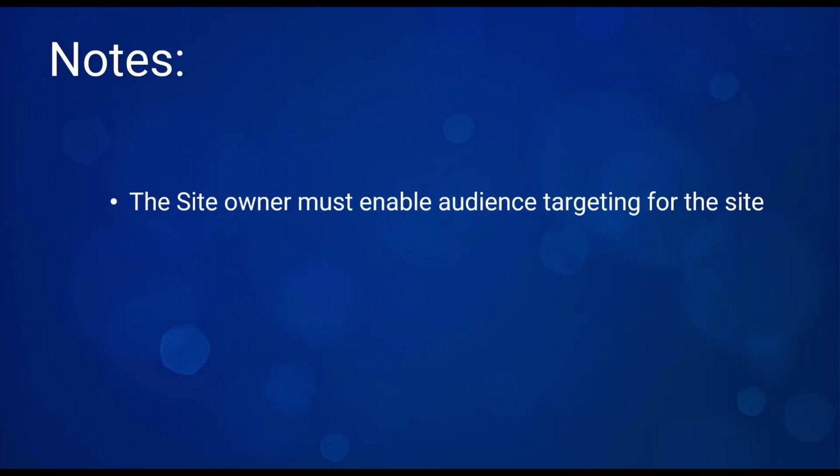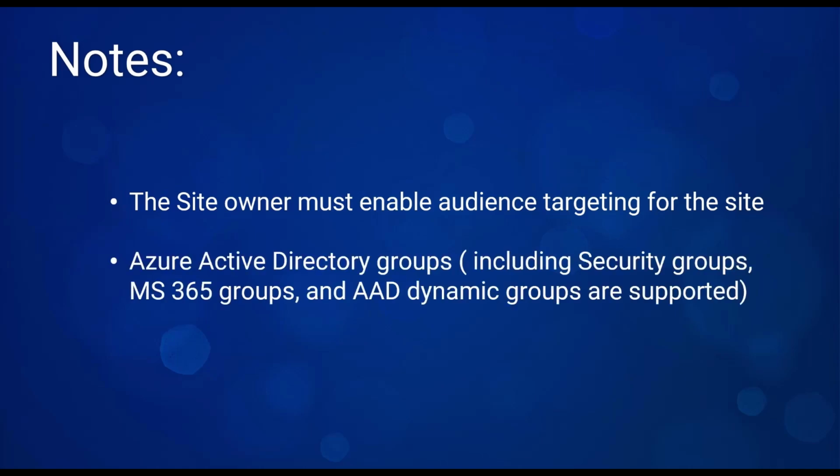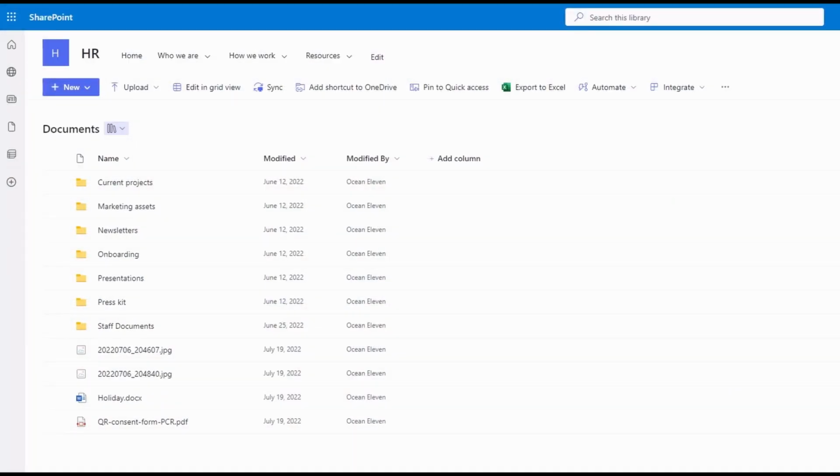A few things to remember. The site owner must enable audience targeting for the site, and Azure Active Directory groups, including security groups, Microsoft 365 groups, and Azure Active Directory dynamic groups are supported. Now I'm going to go to my SharePoint Online and show you how you can enable audience targeting. So right now I'm logged into the HR SharePoint Online site.